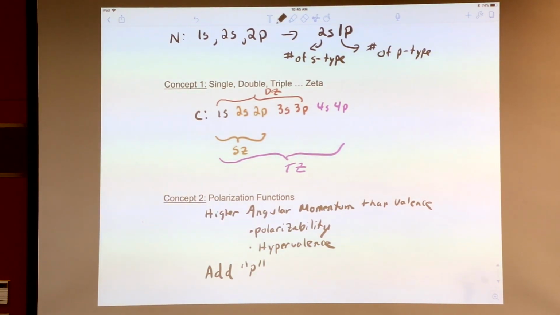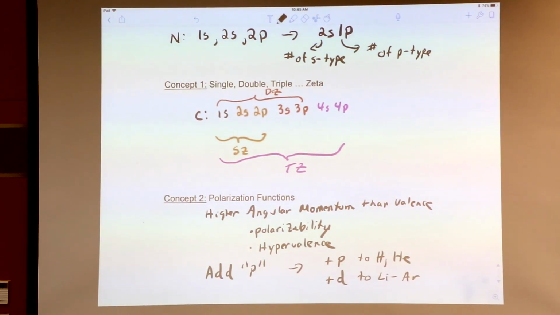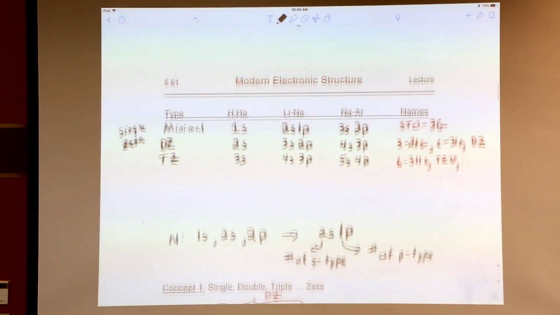So if p was your highest angular momentum, you're going to add a d function. And if s was your highest angular momentum, you're going to add a p function. So for hydrogen and helium, that's going to add a p. For lithium to argon, it's going to add a d. If you did this also to transition metal atoms, you would note that transition metal atoms have d functions already, so the polarization would add an f function, just adding one higher angular momentum.